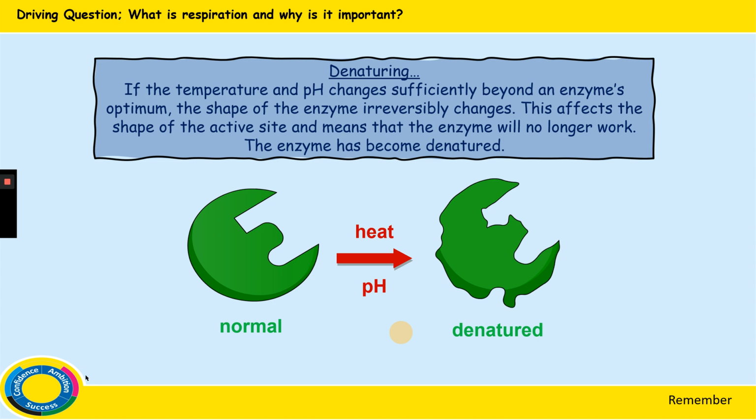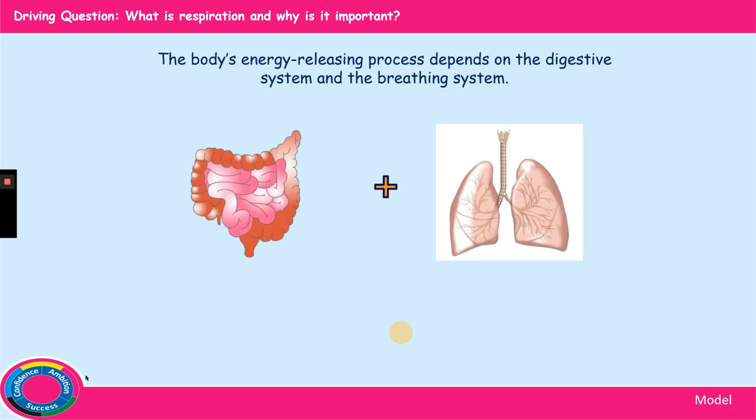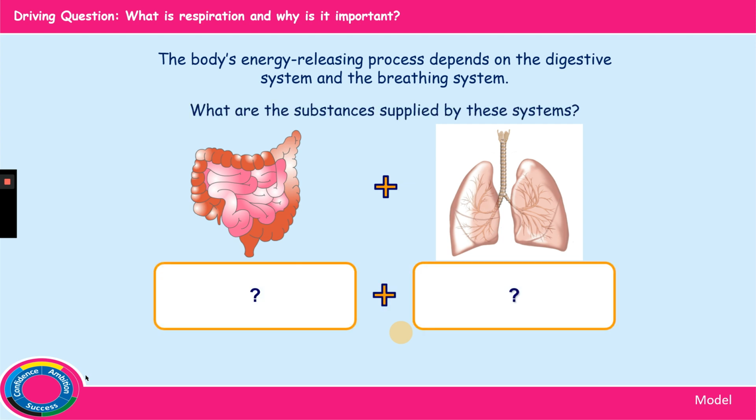So how are digestion and breathing, the physical act of breathing, related to respiration? We need energy. The energy comes from the food we eat. Now, the energy releasing process depends on the digestive system and the breathing system. Digestion and our breathing system, our lungs, give the body two reactants that we need. So pause the video now and try and tell what they are.